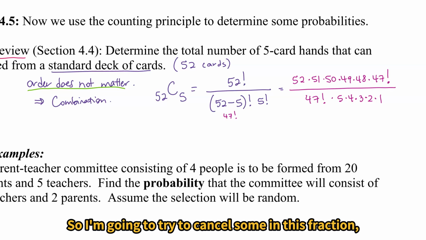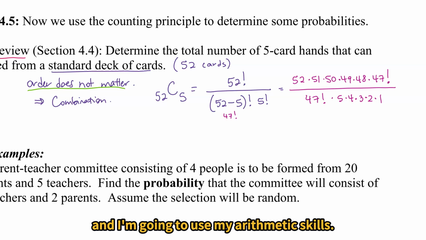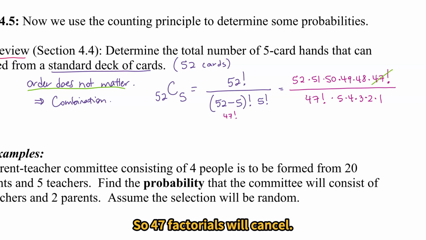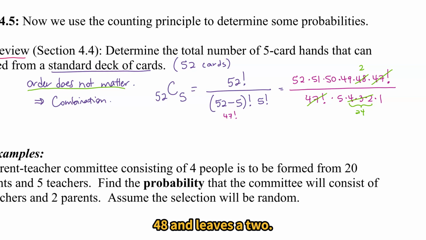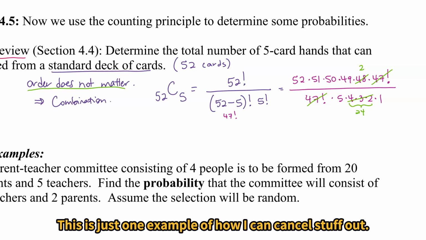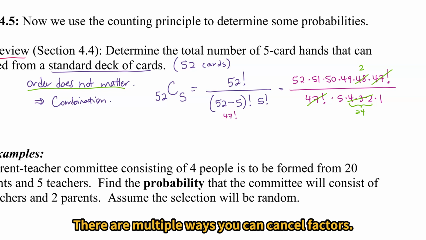So I'm going to try to cancel some in this fraction, and I'm going to use my arithmetic skills. So 47 factorials will cancel. Let's see what we can cancel. So 4 times 3 is 12. And 12 times 2 is 24. I know that 24 will divide 48, so I could cancel 48 and 24 and be left behind a 2. 24 divides 48 and leaves a 2. This is just one example of how I can cancel stuff out. There are multiple ways you can cancel factors.